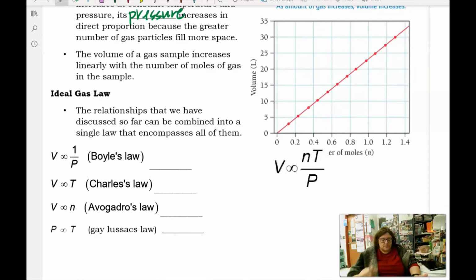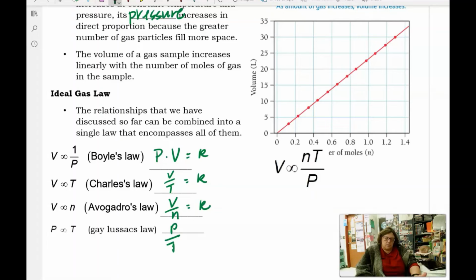All right, so we can put this all together. So we know that Boyle's law is P times V equals constant. Charles' law is V over T. Avogadro's law is V over N. And Gay-Lussac's law is P over T. So we can put that together: PV over NT.